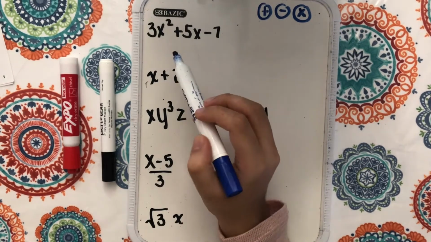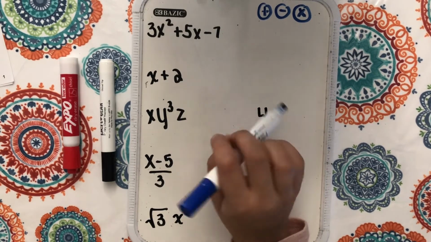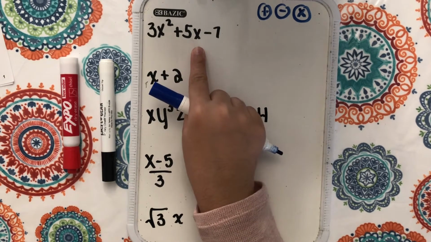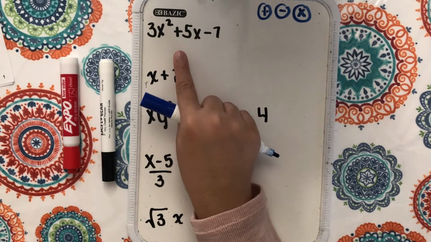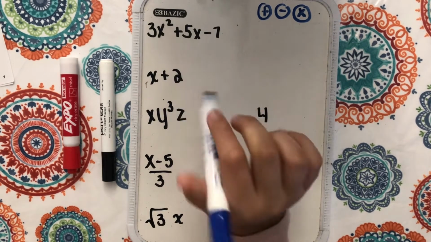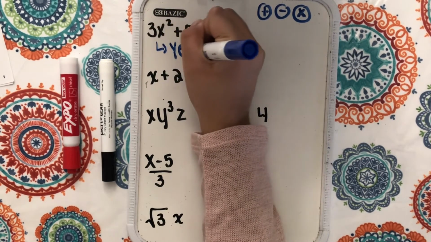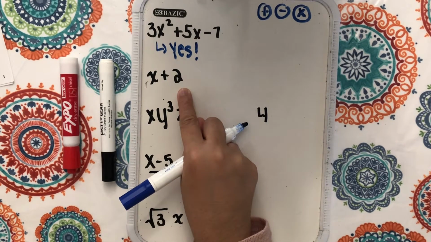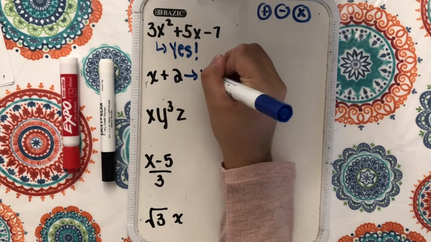So this example, 3x squared plus 5x minus 7. Well, here x is being squared, x is being multiplied, and nothing else is happening to the x's or the variables. So yes, this is a polynomial. Over here, x plus 2. Well, here 2 is being added to the variable. Nothing else is happening. It is, yes, a polynomial.